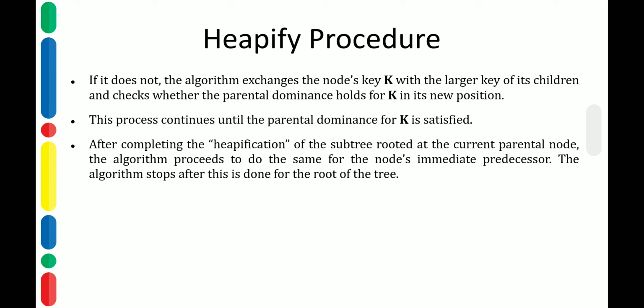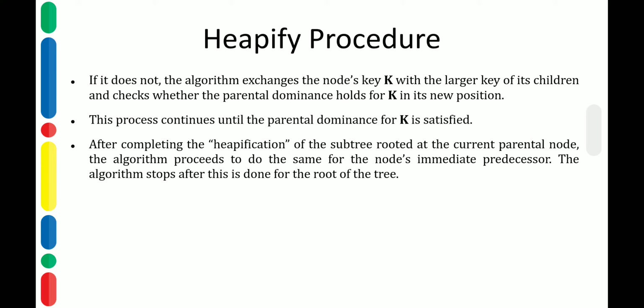As I said earlier, if the condition is not satisfied, the algorithm is going to exchange the node's key k with the larger key of its children. After it has done so, again we check for parental dominance for this node k in its new position. If it is not satisfied, we again continue the process, and this we continue till the parental dominance for k is satisfied, after completing the heapification for the subtree rooted at the current parental node.